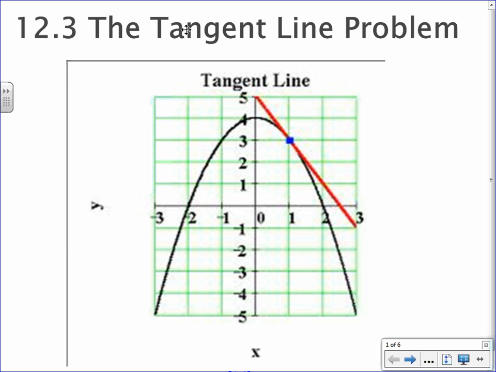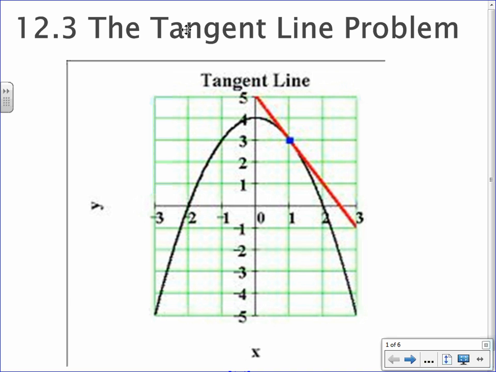Okay, the word tangent. You've heard it before. When? In circles. And what was the definition of a tangent line in a circle? Touches something only one point. Okay, it touches the circle only once. We are going to work with tangent lines, but with curves. And it has the same definition.